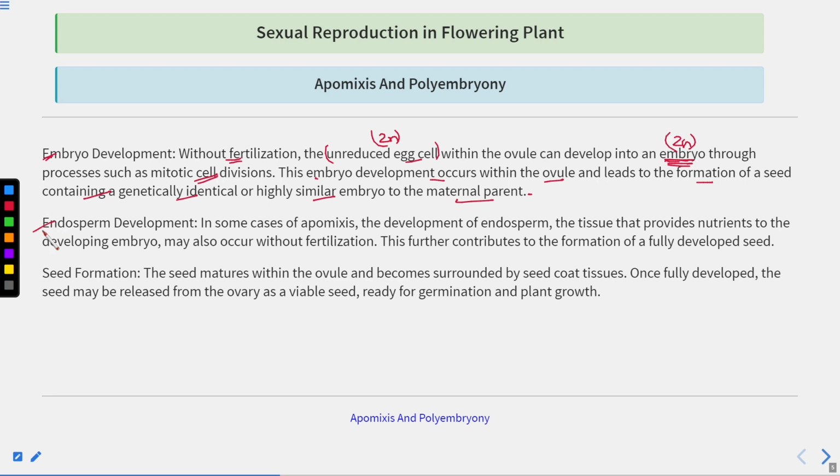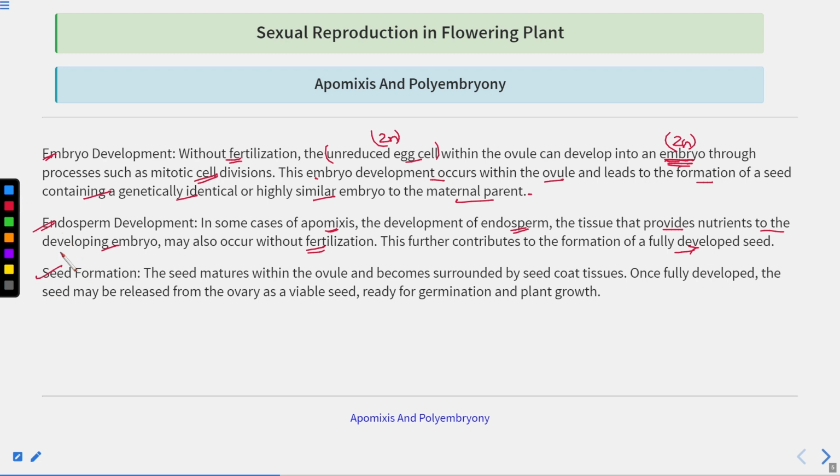Now next is the endosperm development. Now in some cases of apomixis, the development of the endosperm, the tissue that provides nutrients to the developing embryo, may also occur without fertilization. Now this condition contributes to the formation of a fully developed seed.